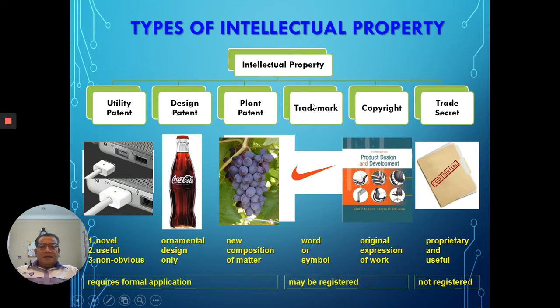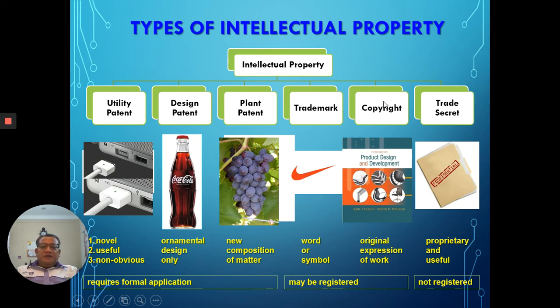Intellectual property can also be translated into trademarks. So it is a mark for doing trade. For example, this Nike shoes trademark distinctively belongs to Nike Shoes Corporation. This trademark, in the category of word or symbol, belongs to a very specific product belonging to specific companies. And this must be registered by the company in order to use this symbol.